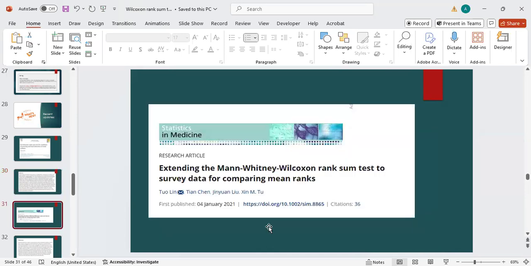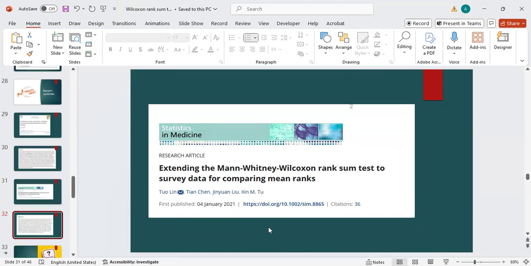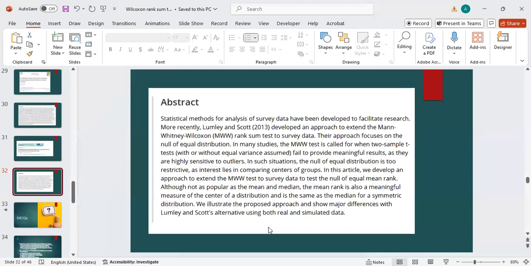A second article is extending the Mann-Whitney Wilcoxon rank sum test to survey data for comparing mean ranks. Statistical methods for analysis of survey data have been developed to facilitate research. More recently, Lumley and Scott developed an approach to extend the Mann-Whitney Wilcoxon rank sum test to survey data. This approach focuses on the null of equal distribution.